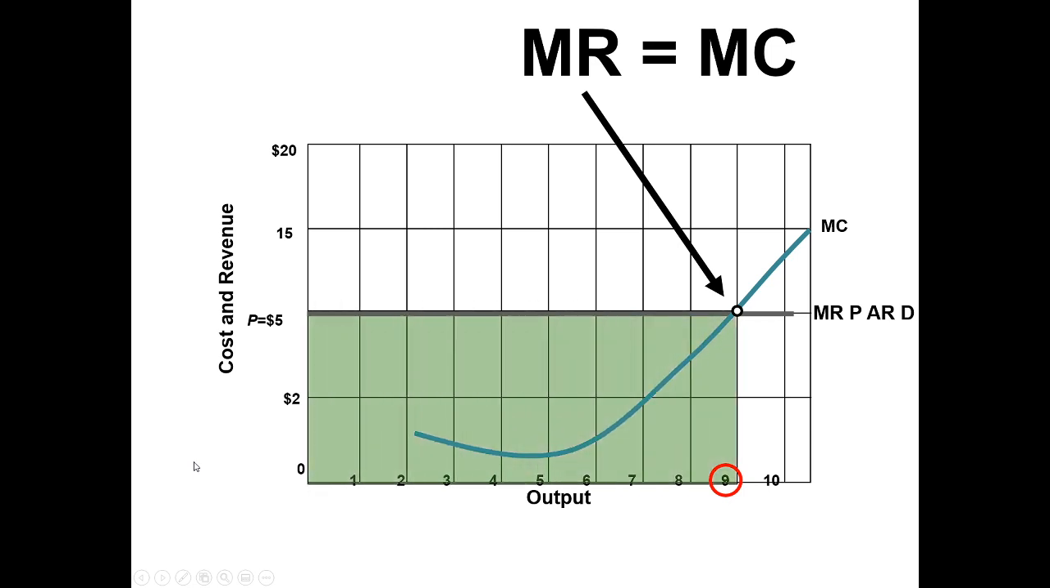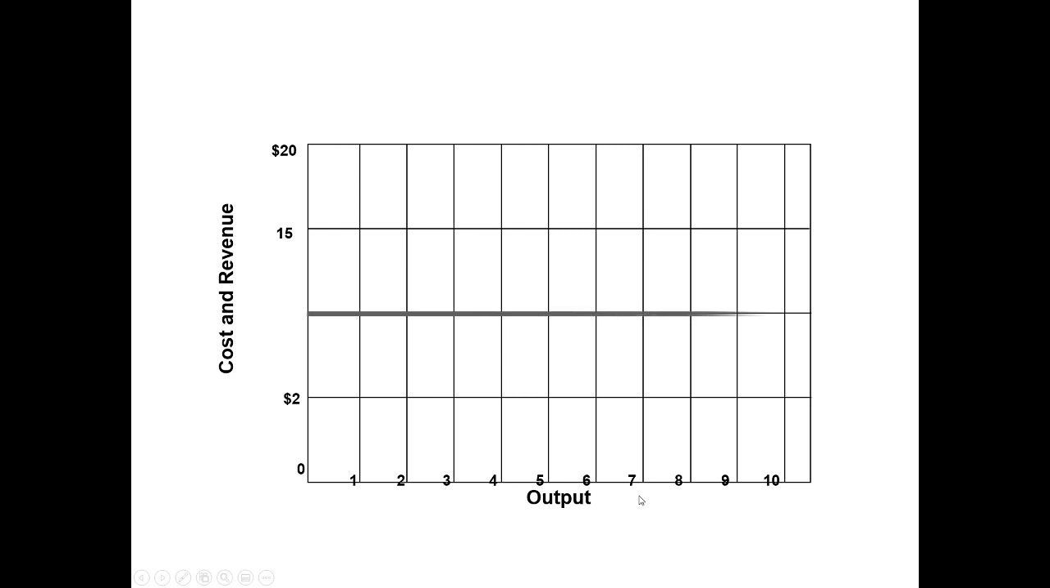So you go 5 times 9 gives us this area, and this area here is my total revenue. Okay, so my total revenue is this whole box, 5 times 9. If you want to put it down, it's $45. All right, now we've gotten the revenue part. Let's go look at our cost part.